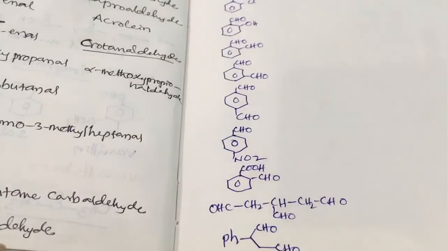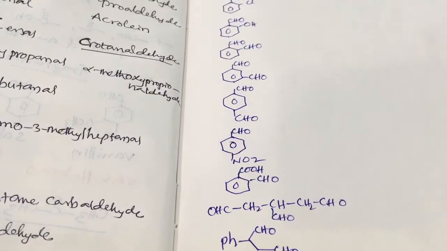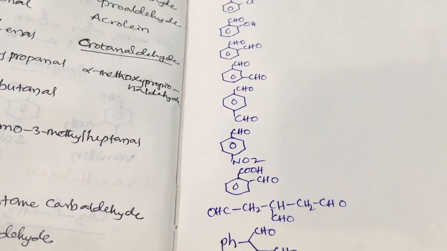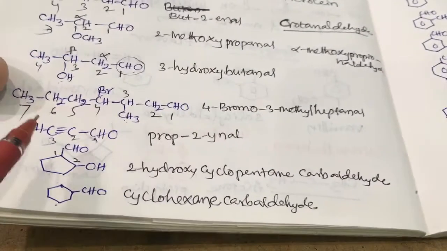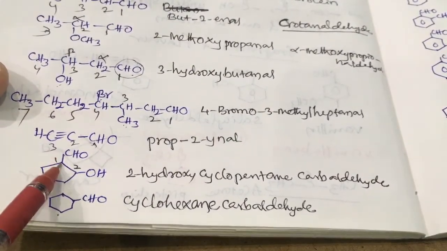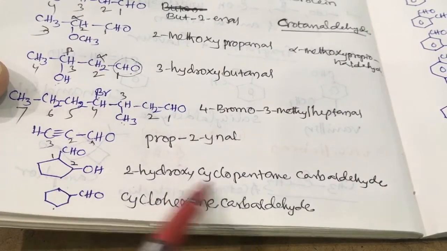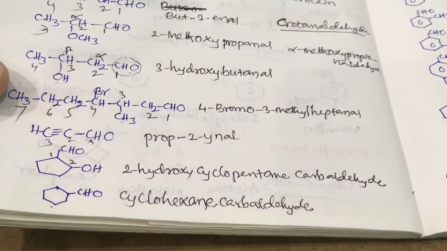Its common name also we can write. This is a functional group, next carbon alpha, next it is beta. So beta-hydroxy cyclopentane carbaldehyde, also its common name we can write. I will show here one example. This is the first position functional group, next carbon is alpha, this is beta, this is gamma.